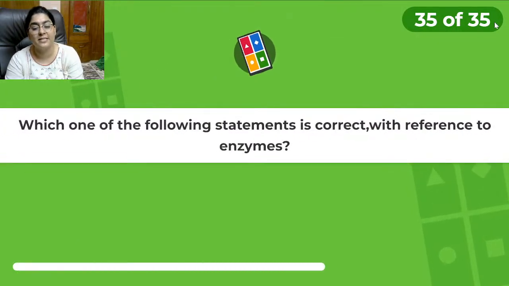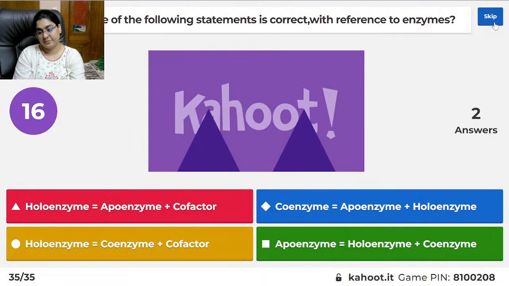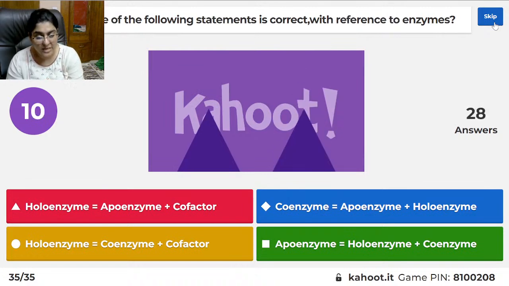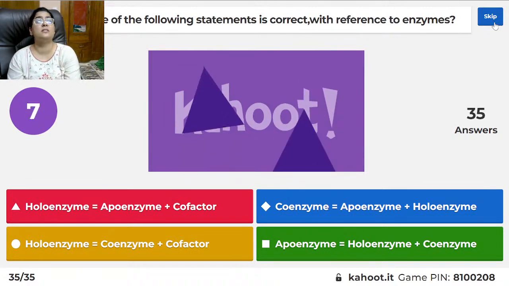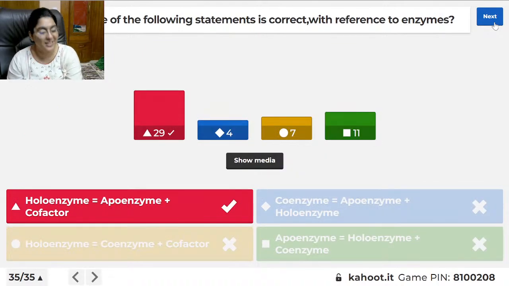Which of the following statements is correct with reference to enzymes? Somehow I feel, is it that my Kahoots get hacked, and you just get to be on the top whether you know or you don't know anything. Very good. A holoenzyme has a protein part which is an apoenzyme and a non-protein moiety which is called the cofactor, which can be a coenzyme, which can be a prosthetic group or can be a mineral metal ion. Wonderful.